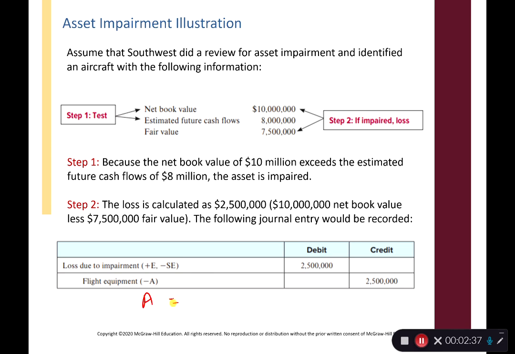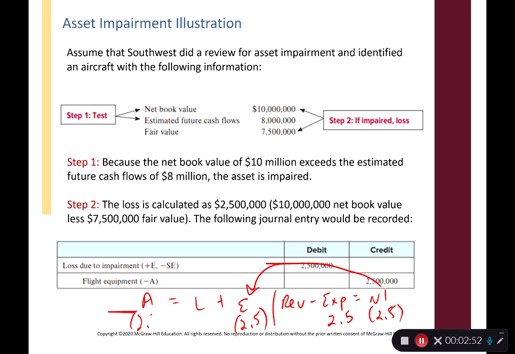So in our accounting equation, losses are like expenses. So that goes up 2.5, which makes net income go down 2.5, and therefore our equity goes down 2.5, and then our assets go down 2.5. So this ties into the conservatism principle. If we don't think we're going to get a future benefit that's more than the value of the asset recorded on the books, we need to record that loss now, not wait until the future.